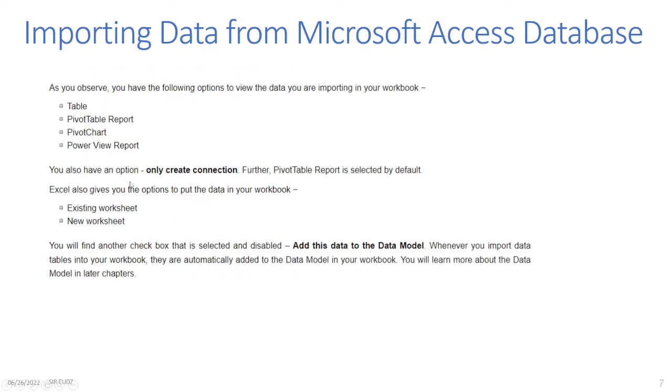As you observe, you have the following options to view the data you are importing in your workbook. So it can be a table, pivot table, report, pivot chart, or Power View report. You also have the option only create connection. Further, pivot table report is selected by default. Excel also gives you options to put the data in your workbook. So in an existing worksheet or new worksheet. You will find another checkbox that is selected and disabled to add this data to the data model. Whenever you import data tables into your workbook, they are automatically added to the data model in your workbook. You will learn more about data model in later videos or lectures.